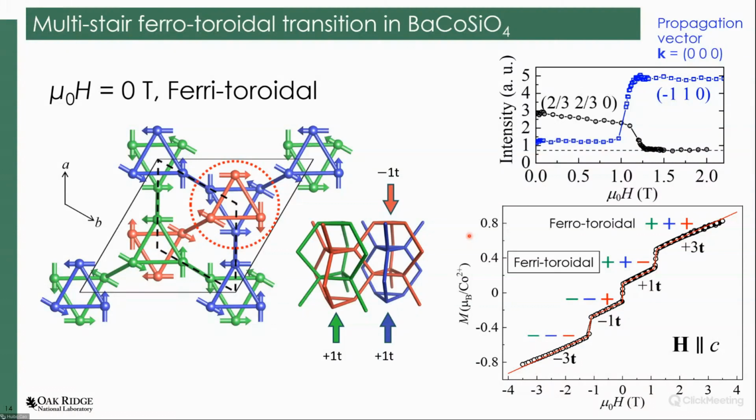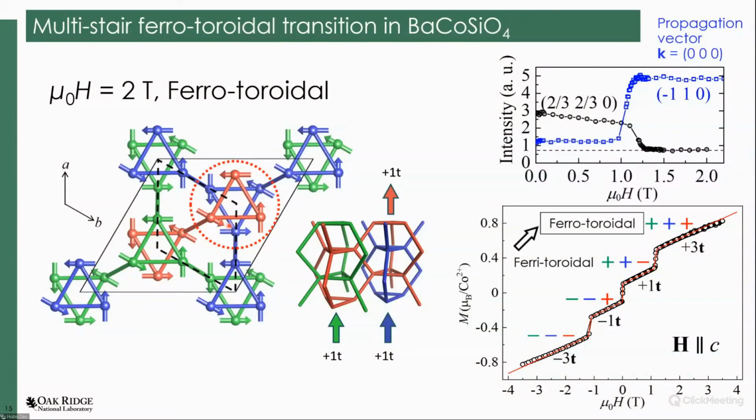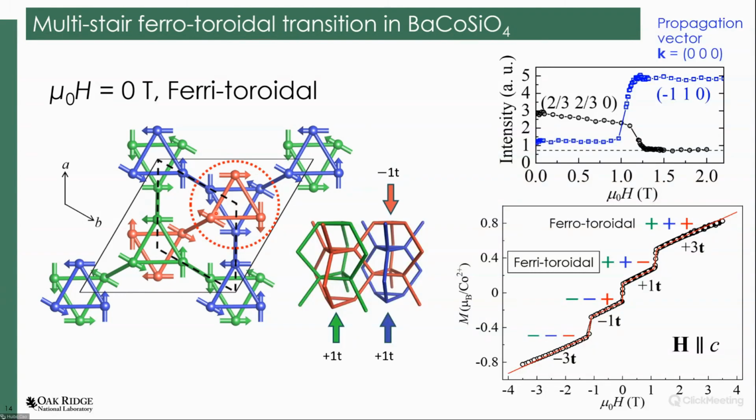I'll click through the slides; focus on this one to see what's changed. The blue triangle spin direction stays the same. The gray one also stays the same. But the red one switches its spin direction. Because we didn't use polarized neutrons for this experiment, we can't see those weak ferromagnetic moments on top of the nuclear peak, but the intensity changes are still there. This means it is still a k equals 0 antiferromagnetic order.